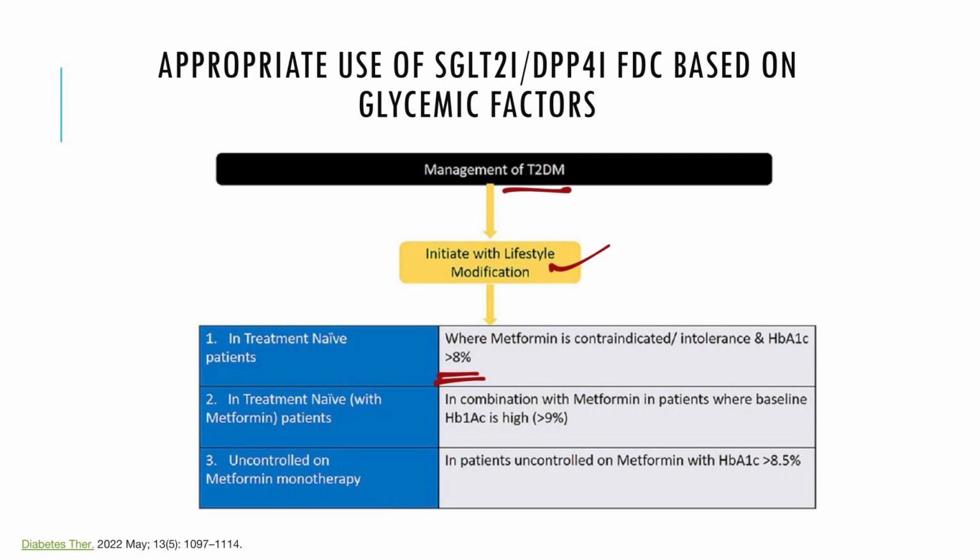Now, if you have a treatment naive patient already on metformin, with HbA1c close to 9%, you can easily give this combination. And for a patient who is uncontrolled on metformin therapy, like the kind of case we saw, again with HbA1c more than 8.5%, you can consider giving this SGLT2 with DPP4 combination.